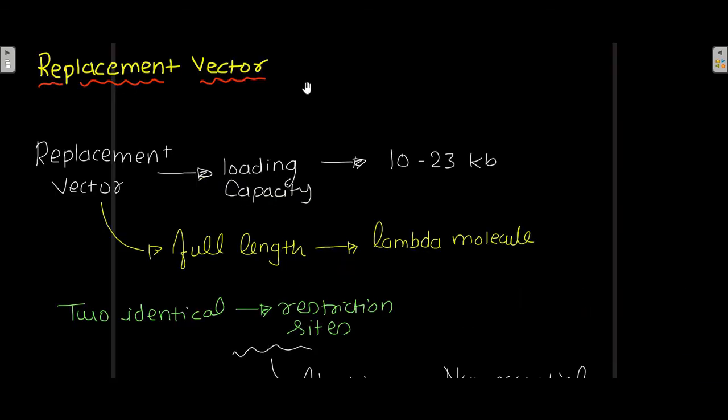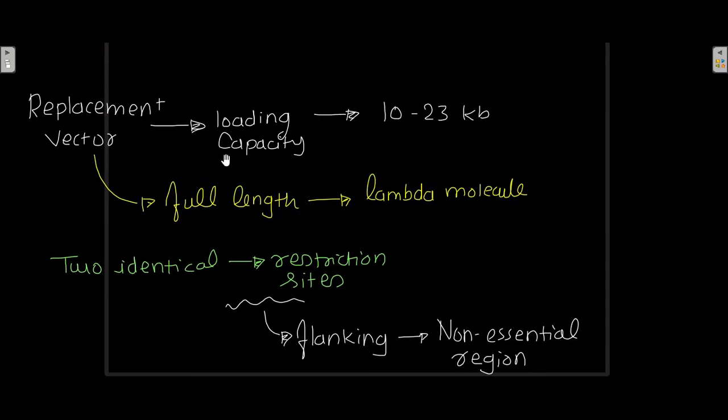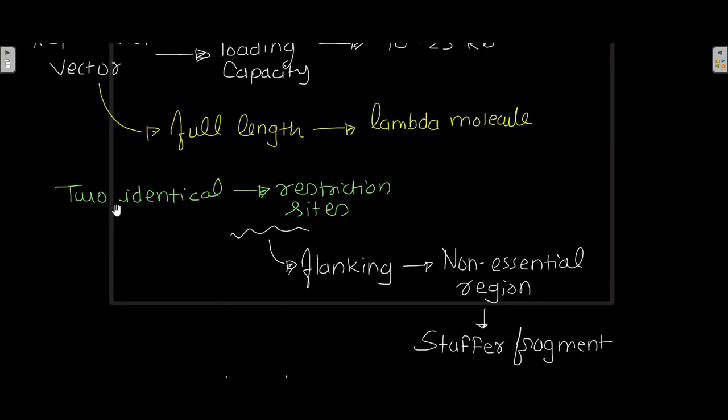Now let's talk about a replacement vector, the other type of the lambda vector. The loading capacity of this replacement vector is about 10 to 23 kb. This replacement vector is a full length lambda molecule, and it has two identical restriction sites flanking the non-essential region, which is known as the stuffer fragment. The stuffer fragment in the genome of this replacement lambda vector is flanked by two identical restriction sites.